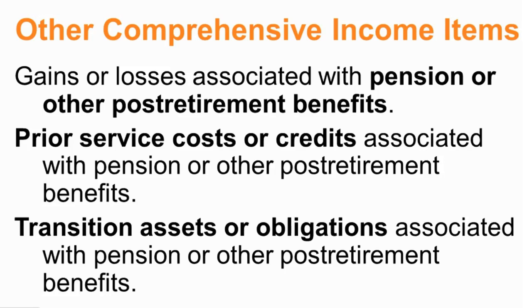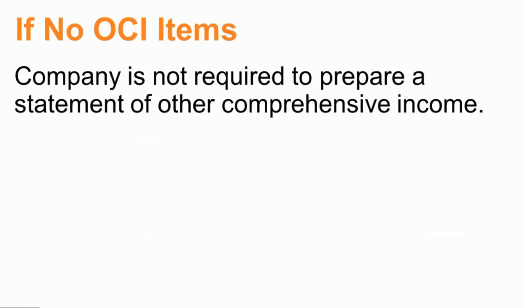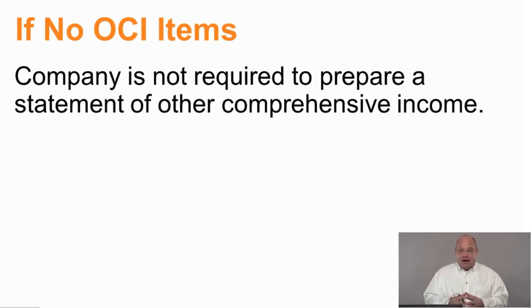Now, as I said, that's not a complete list. Those are just some of the more common ones and examples of these items where the gain or loss is not on the income statement. It goes into this statement of comprehensive income as other comprehensive income. If we looked at this whole list, it's very possible that a company doesn't have any of these other comprehensive income items. If they don't, then they don't have to prepare this statement of other comprehensive income. Their net income is their comprehensive income.